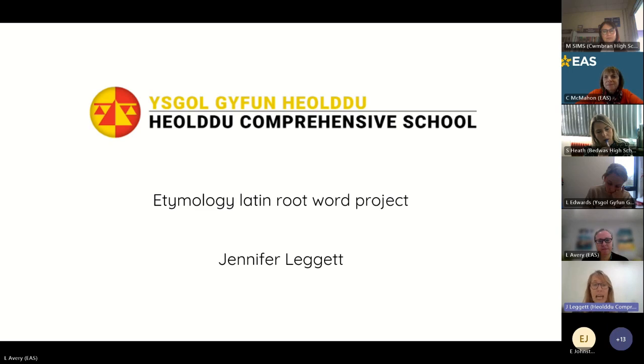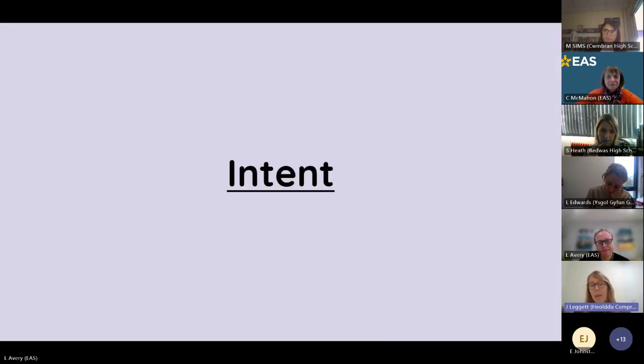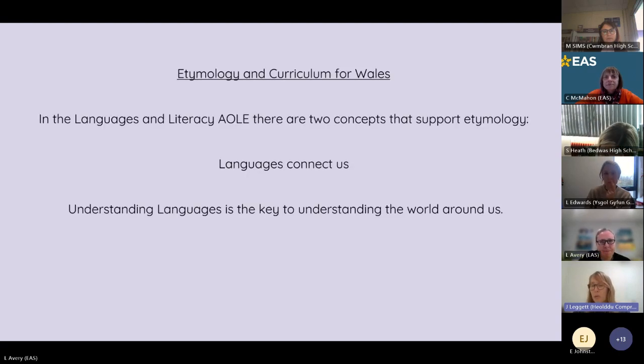So in terms of the intent, I apologise if you've been involved in the etymology groups. You might recognise a couple of elements here. So within the AOLEs, there's obviously two main areas or concepts that support etymology. So languages connect us, and understanding languages is the key to understanding the world around us. So obviously we want to make sure that I'm bringing the pupils in line with that.